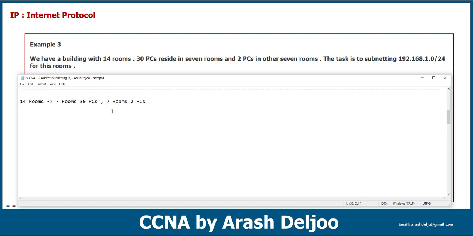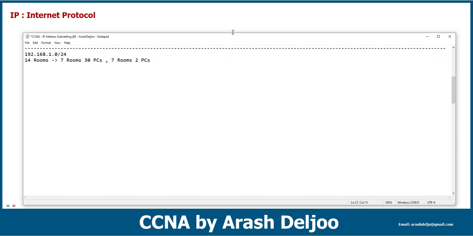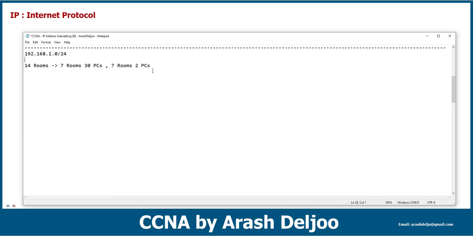This is a more practical example, because in real networks, in real work, you will encounter this type of scenario, this type of IP address design, where some rooms have one requirement and other rooms have another requirement for IP addressing. And also we have this range of IP addresses, 192.168.10.0/24, and we need to design this requirement. How can we design this requirement? What is the process, what are the steps for designing IP addressing when we have different types of requirements?